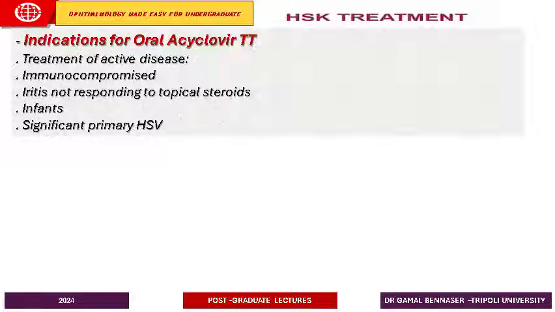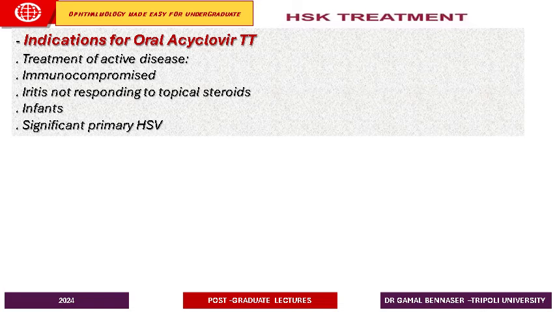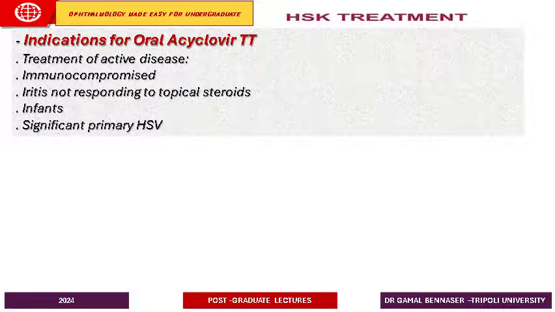They found that if you use oral acyclovir, it will reach a good concentration in the aqueous and in the cornea, and is very useful in treating active disease or necrotizing stromal keratitis. Also, it is mandatory in immunocompromised patients. Any immunocompromised patient with evidence or history of stromal keratitis, you should keep him on or treat him with acyclovir.